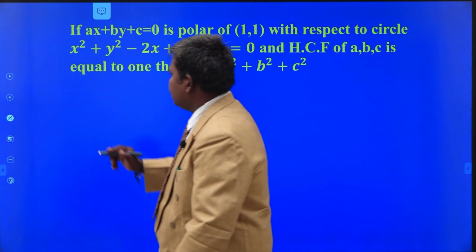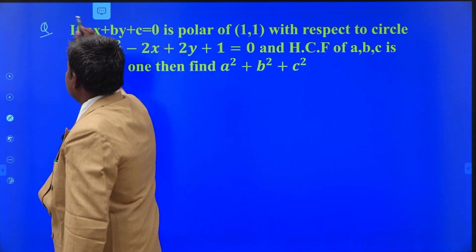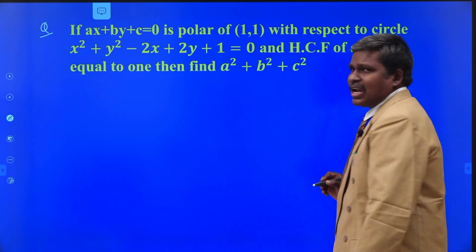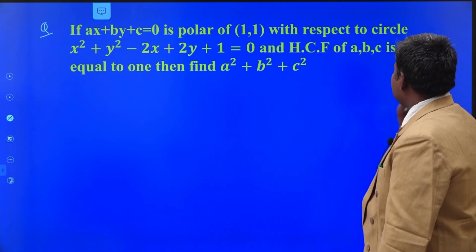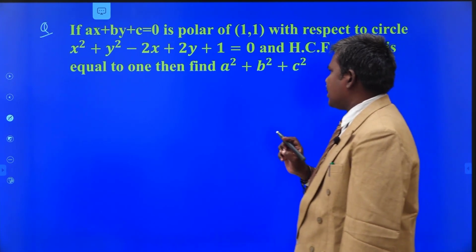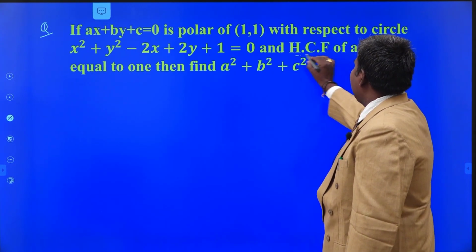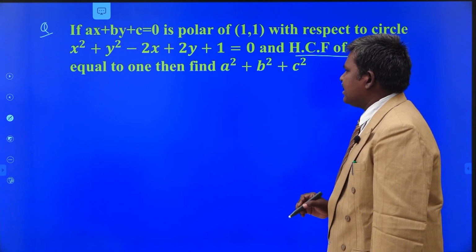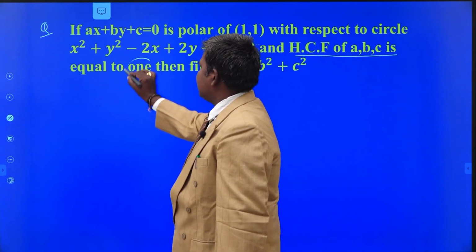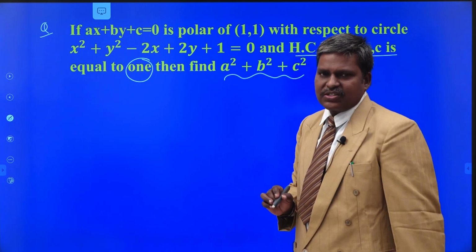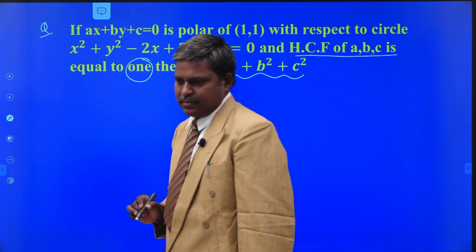This is the question. See here, if ax plus by plus c equal to 0 is the polar of (1, 1) with respect to the circle x square plus y square minus 2x plus 2y plus 1 equal to 0, and HCF of a, b, c is equal to 1, then you have to find out the value of a square plus b square plus c square.